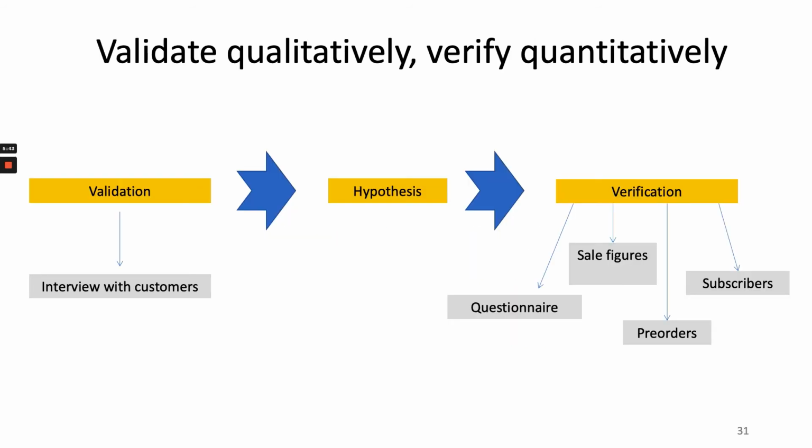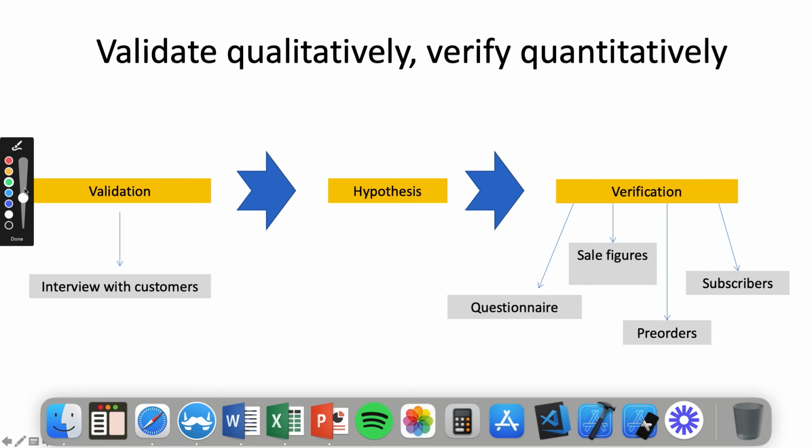Validate qualitatively, verify quantitatively. What does it mean? You have an idea. Firstly, you do validation. This means that you validate your business idea. So you do it qualitatively, which means you don't base it on hard data, you just talk with people, you ask people for their opinions and so on. So you get a feel for your business idea.